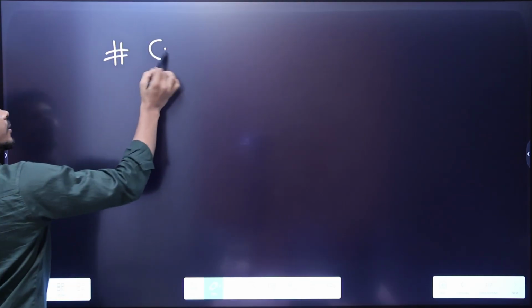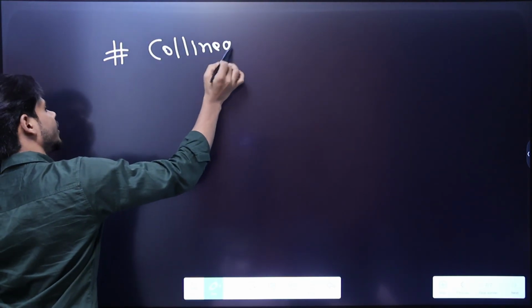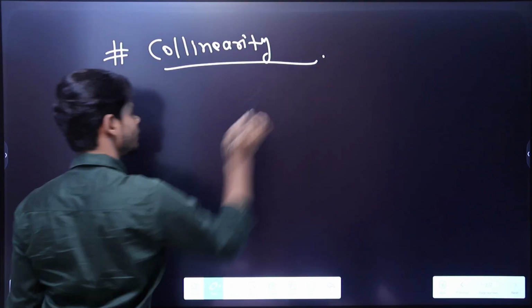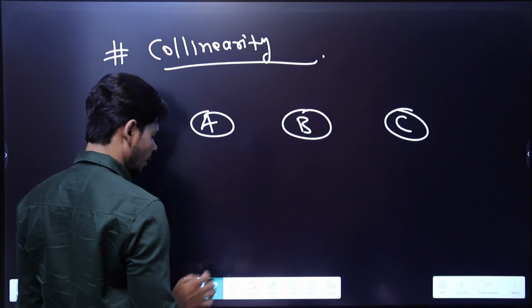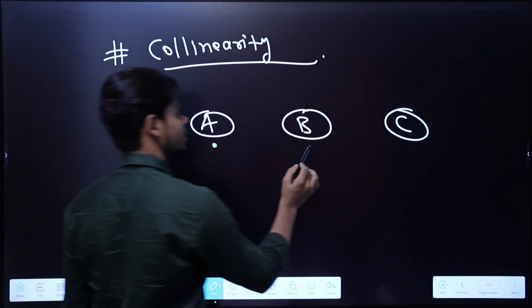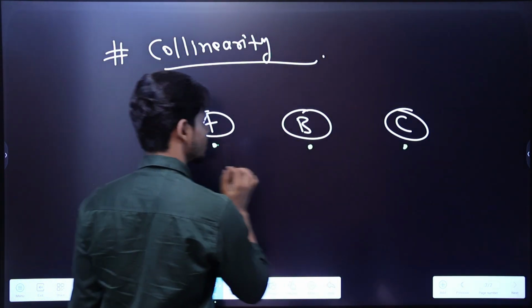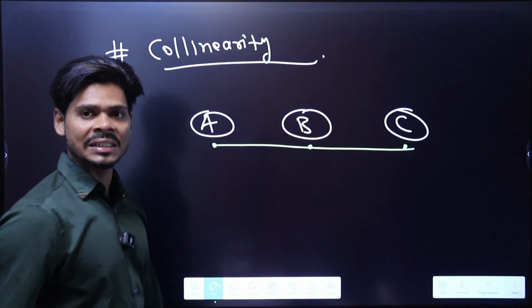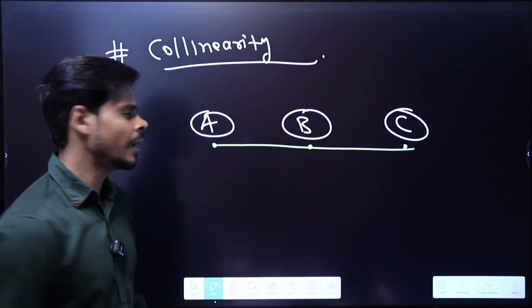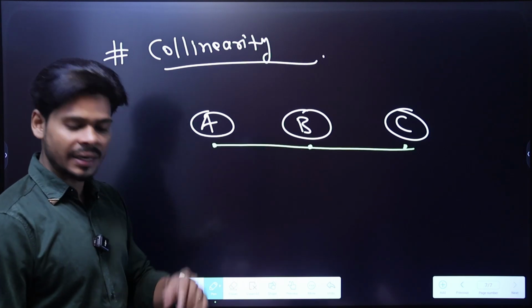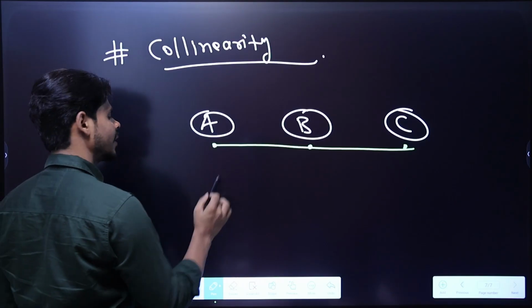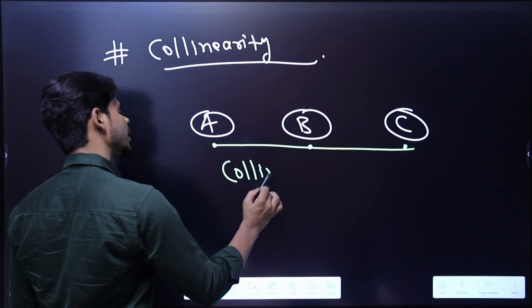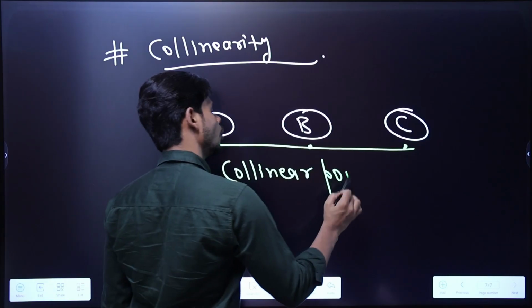Another thing we need to understand is collinearity. What does it mean? Let's say we have 3 points A, B and C, and all these 3 points are lying on the same straight line, not exactly at equal distance. These points are not equidistant, but they are lying in a straight line. So if these points are lying in a straight line, then they are called collinear points.